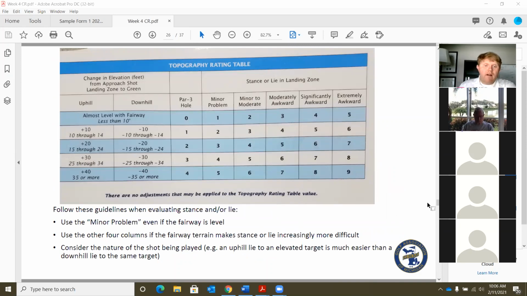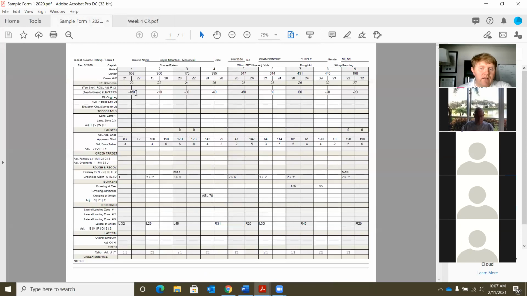Okay, so again, we have our chart here, and we have to keep in mind that we're looking at 2 factors. We're looking at the change in elevation from approach shot landing zone to green, and the stance or the lie in the landing zone. Okay, on our Form 1, you'll see that we do provide an elevation number here. But this elevation is tee to green. So keep that in mind that on a par 3, because it's tee to green, that number is already measured for you. So we know exactly what it is.